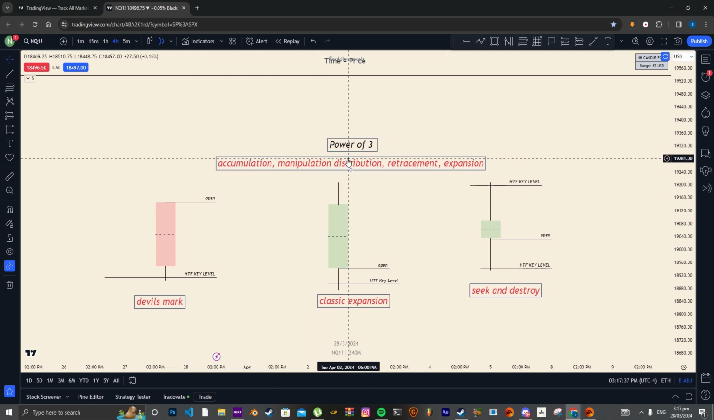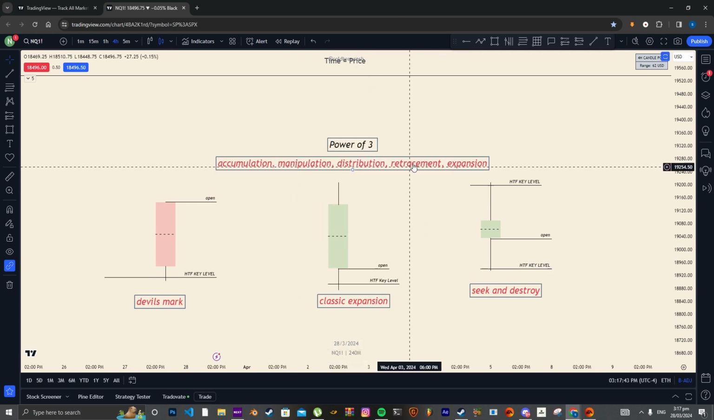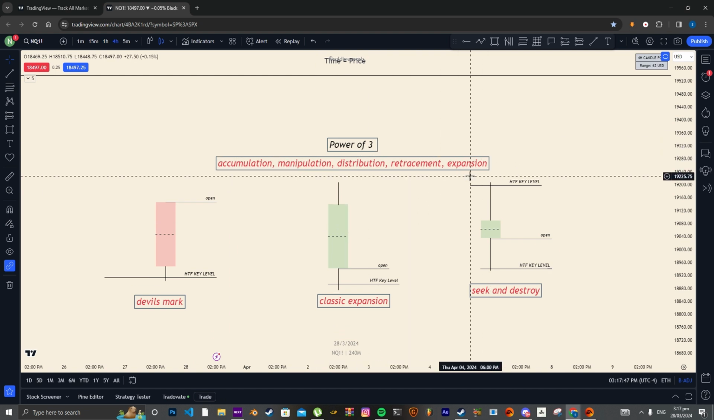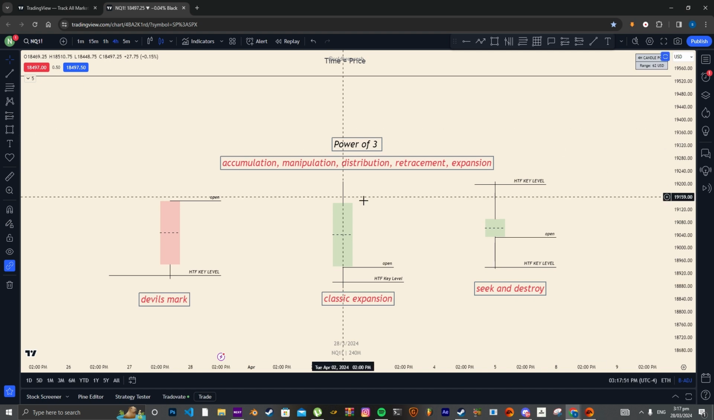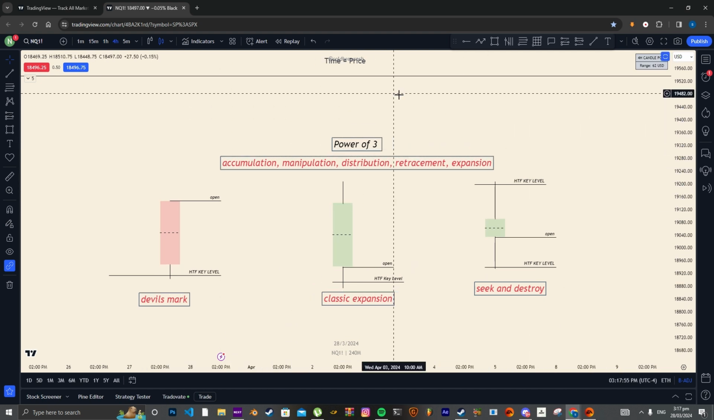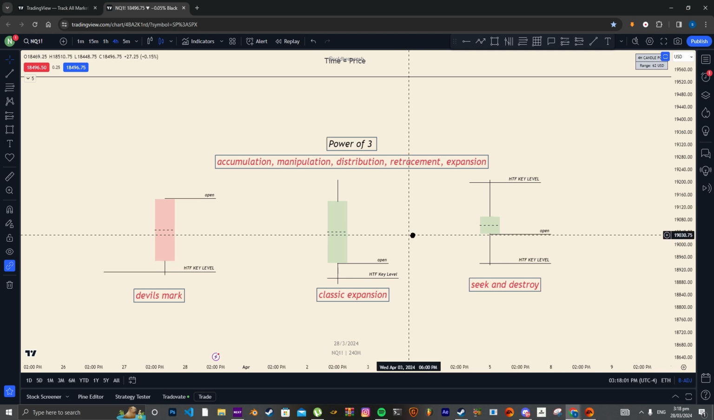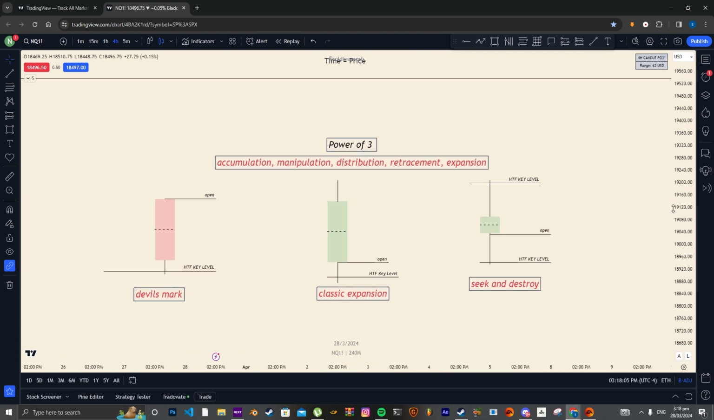So you have your accumulation, manipulation, distribution, retracement, and expansion. Usually you can measure these in terms of accumulation, manipulation, distribution, and then back into accumulation to restart the market cycle. But I like to look at it in about 5 phases, because after every distribution you get retracements and then you get expansion. So here are the types of PO3 that you can see formed within a weekly candle, 4-hour candle, monthly candle, whatever it is.